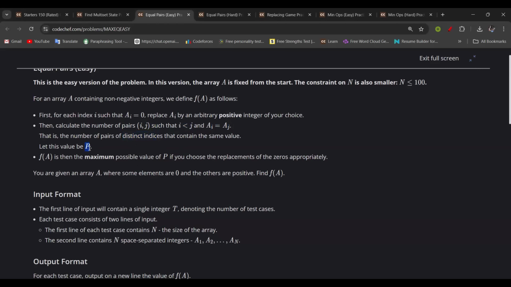That is called P. And now f(A) is defined as the maximum possible value of P if you choose the replacement of zeros appropriately. The replacement of zeros can be done in different ways, so depending on what replacement you choose, your value of P would be different. Now you need to select the replacement of zeros with positive integers in such a way that you maximize this P. The maximum value you can get is called f(A), and for the array A, you need to find this f(A).